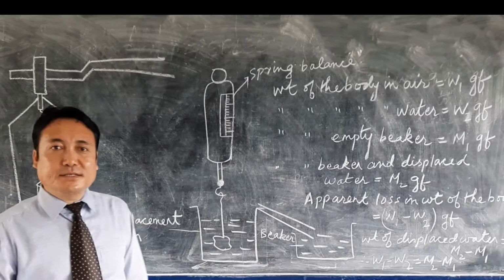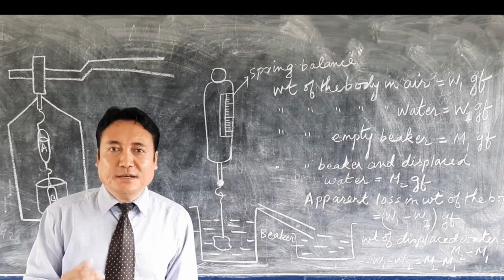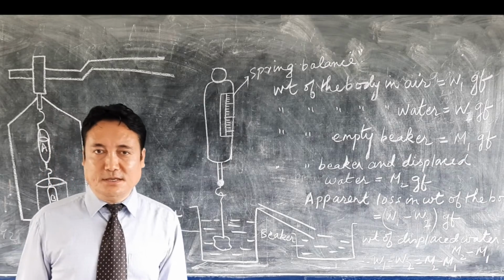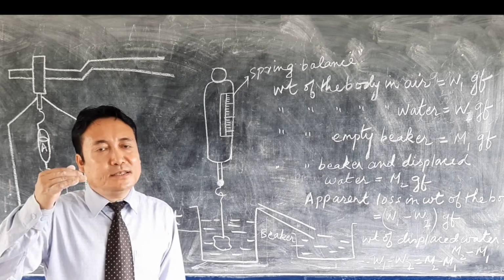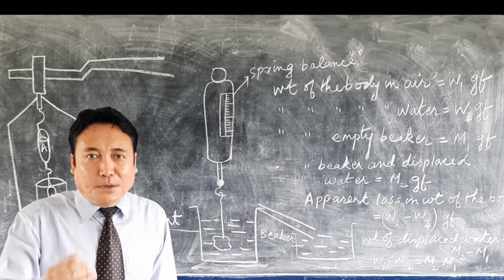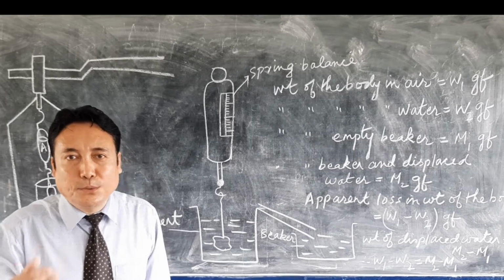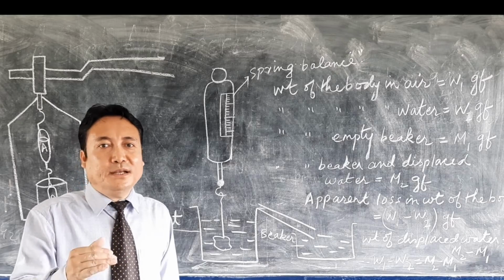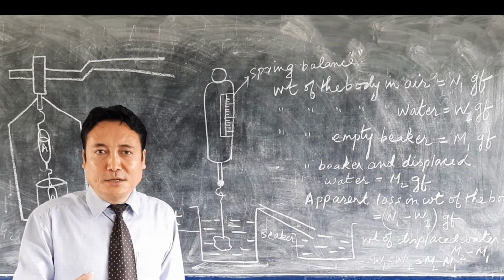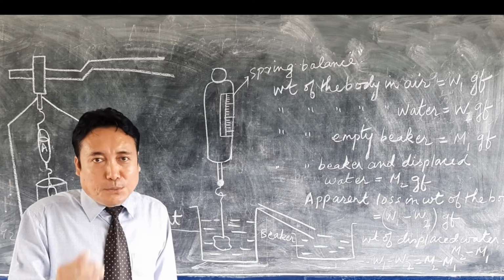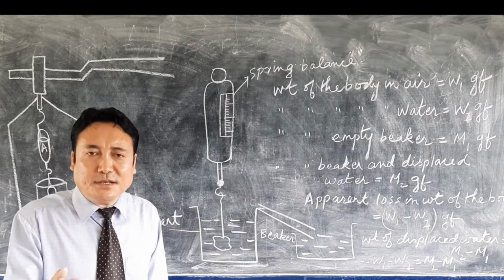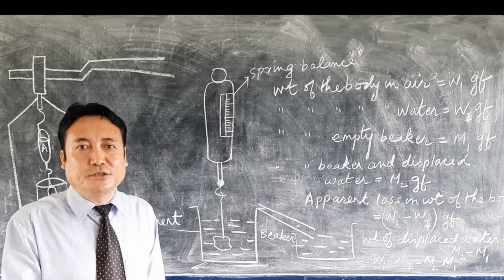Apparent weight means the loss in weight of a body when it is immersed in a liquid. As you know, when a body is immersed in a liquid, the body starts losing its weight. That means its weight decreases when the body is immersed in a liquid, and that loss in weight of a body, we call it apparent weight. Apparent means not real, that means it is not actual weight.